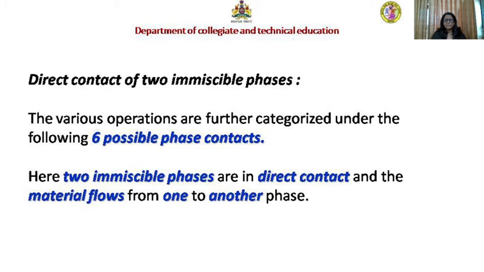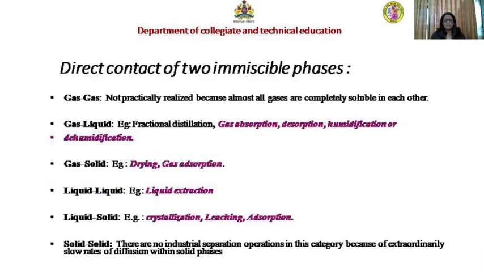So we all know that matter exists in three states, right? Solid, liquid and gas. So these three states of matter make it possible to have 6 types of phase contacts. Okay, so we can contact gas with gas, we can contact liquid phase with gas phase, then we can contact solid phase with the gas phase, then we can contact liquid with the liquid phase itself, then liquid to solid phase contact, and solid to solid contact. So let us now see what are the operations coming under each type of phase contact.